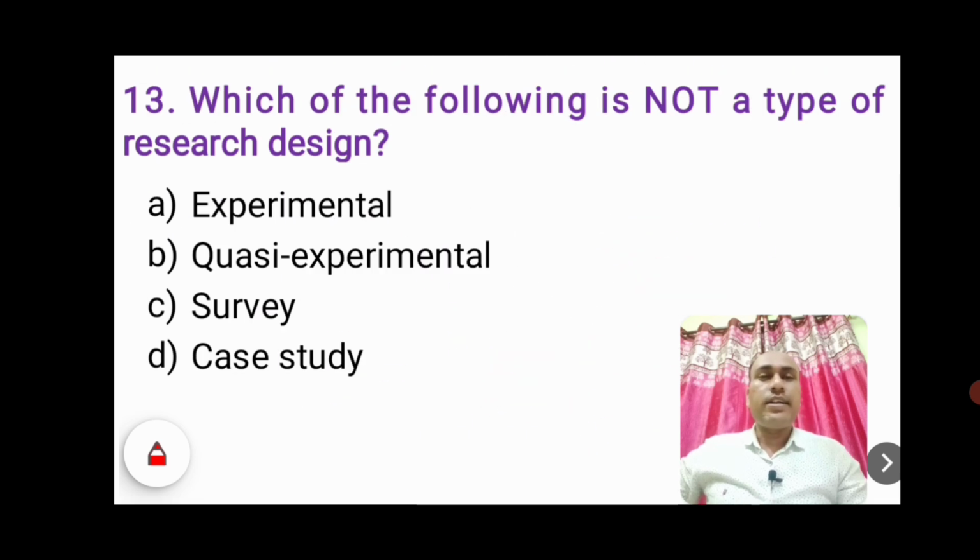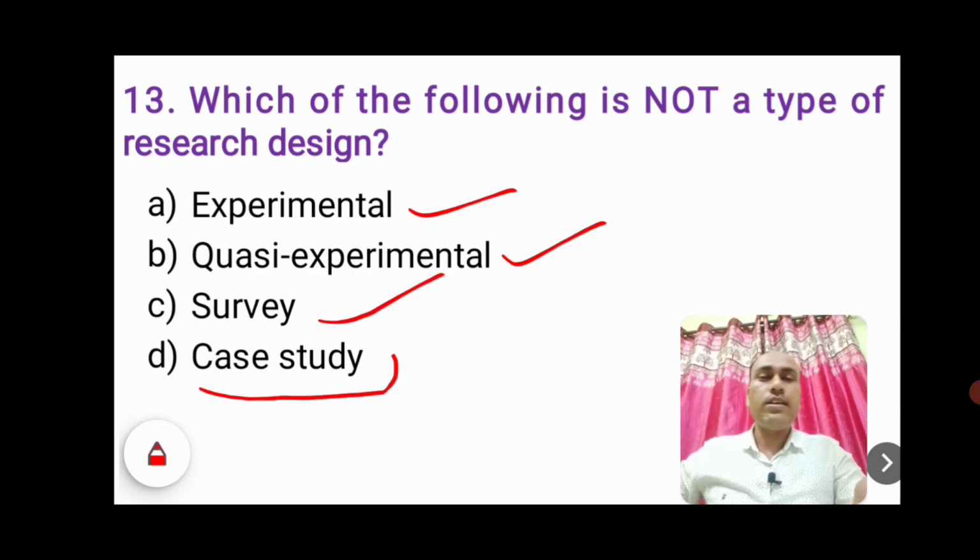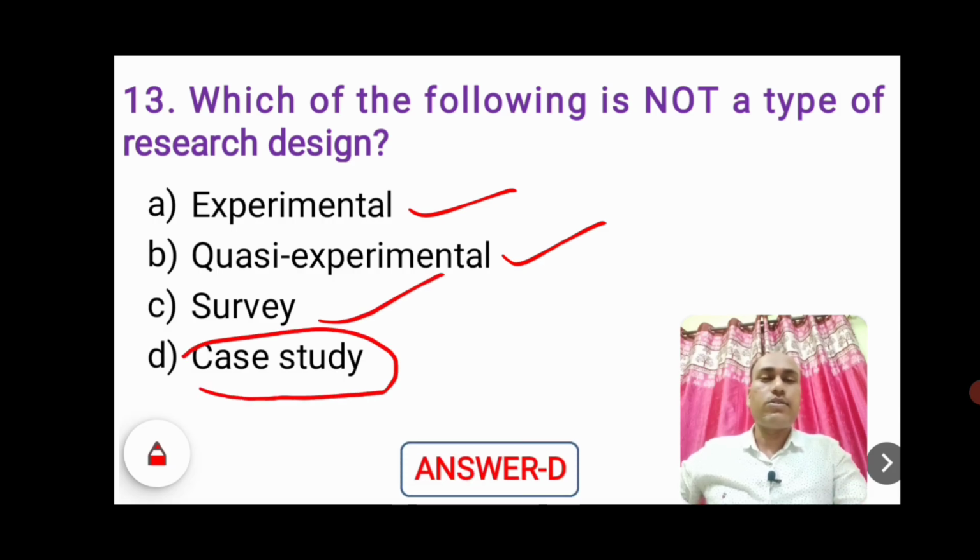And question number 13, which of the following is not a type of research design? There are 4 research designs here. So which is not a research design? Experimental research design is there, quasi-experimental research design is also there, survey method is also a research design, but case study is not a research design. So the answer will be D.